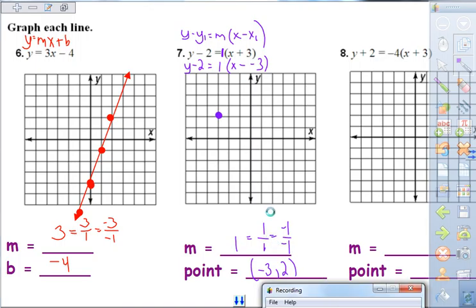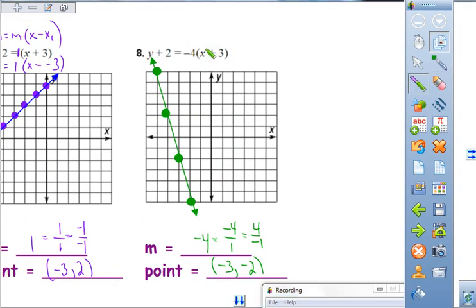So when I start graphing, I go to negative 3, positive 2, and I can go up 1, forward, up, forward, up, forward, or I can go down, back, down, back. And there's the equation of my line. Why don't you try number 8 on your own?